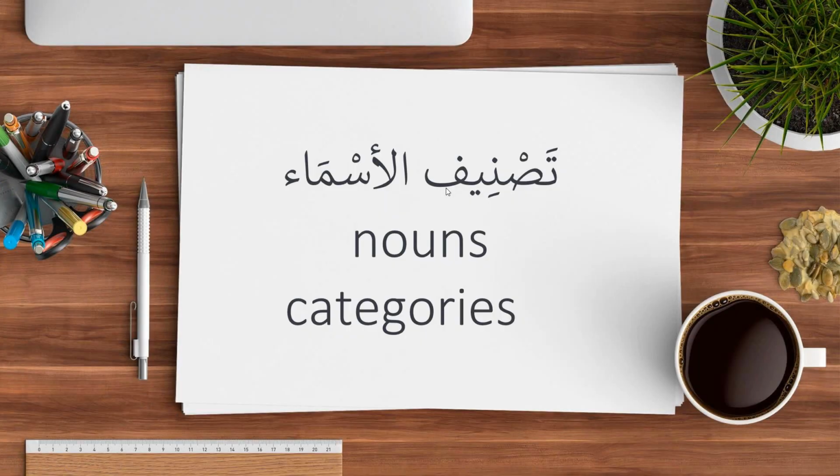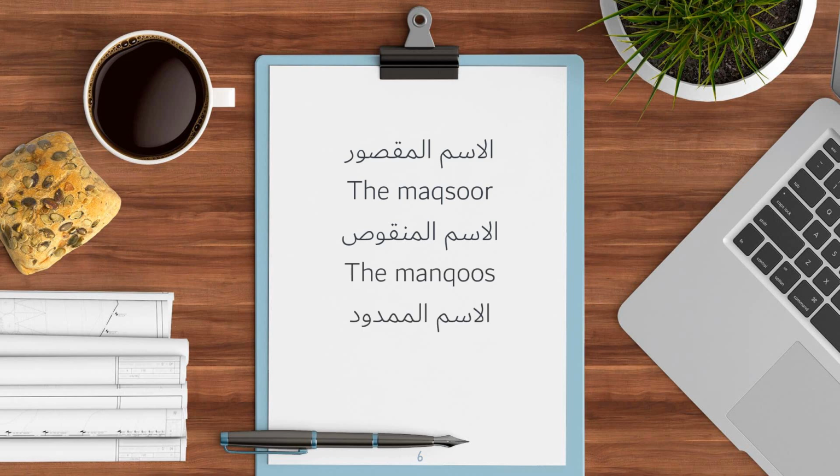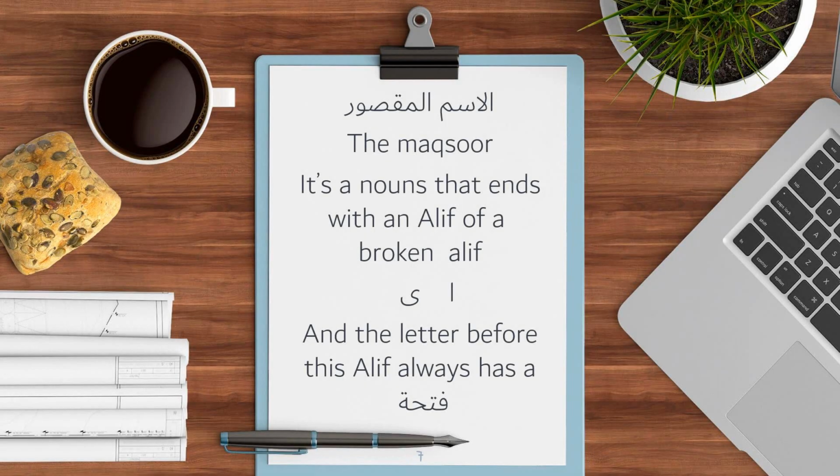Now let's go to our topic, which is the تصنيف الأسماء, which is noun categories. The first noun we will talk about is الاسم المقصور, and we will know in a little bit what that means. And then we have الاسم المنقوص, and then we have الاسم الممدود. Let's see what is الاسم المقصور. الاسم المقصور is a noun that ends with an alif or a broken alif, which is with no dots, or الألف المقصورة.